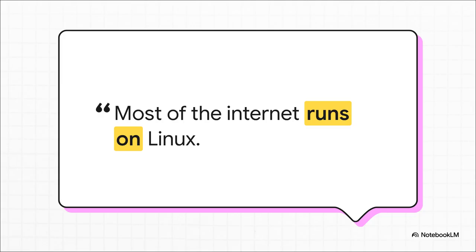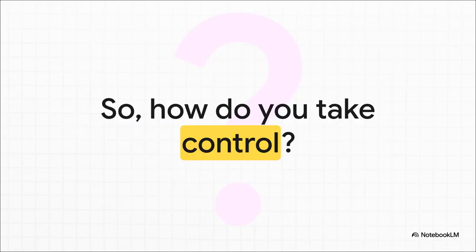Most of the internet, from the servers that host your favorite sites to the cloud that runs all our apps, is running on Linux. It's the engine under the hood of, well, everything. And the way you actually talk to that engine, the way you really grab the steering wheel, is through the command line. It's your direct line in. It lets you fix problems, automate things, and build some pretty amazing stuff.